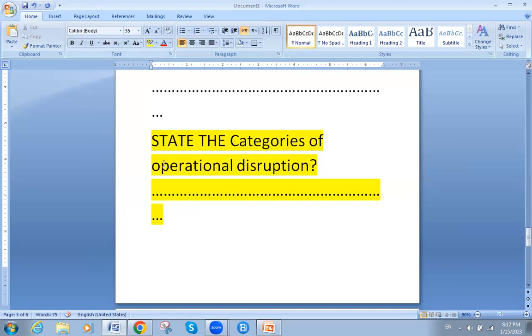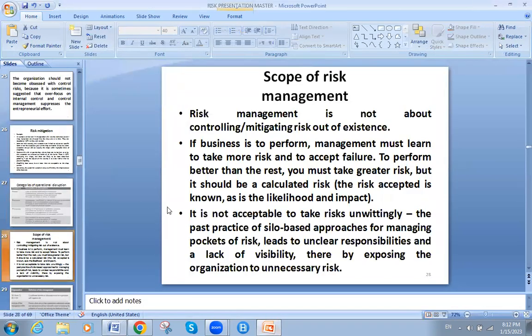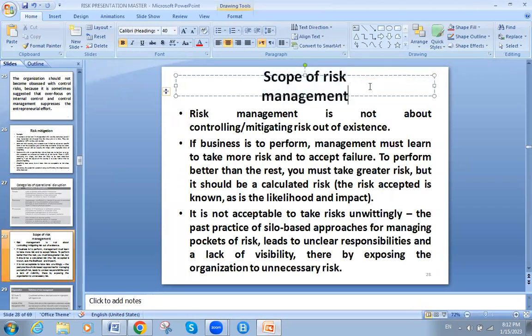So that was the question here, and we will move now forward into the next one. Scope of risk management. This is another part, the scope of the risk management. And what do we mean by the scope of the risk management?